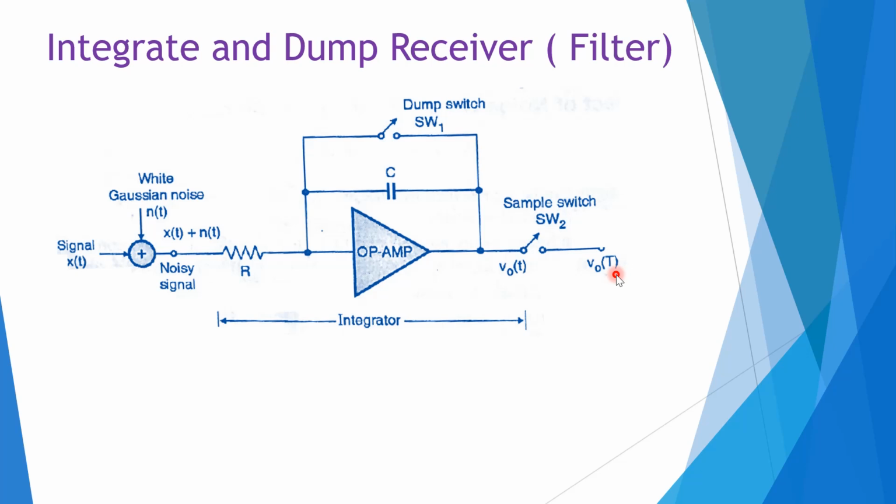Thus, the voltage on C at the beginning of each interval is 0. This will ensure that the voltage on this capacitor will not depend on the previous bit intervals. The dump switch SW1 is then left open for the entire bit duration T. The capacitor then charges linearly. At the end of each bit interval, the sample switch, SW2, is closed momentarily to sample the integrator output.